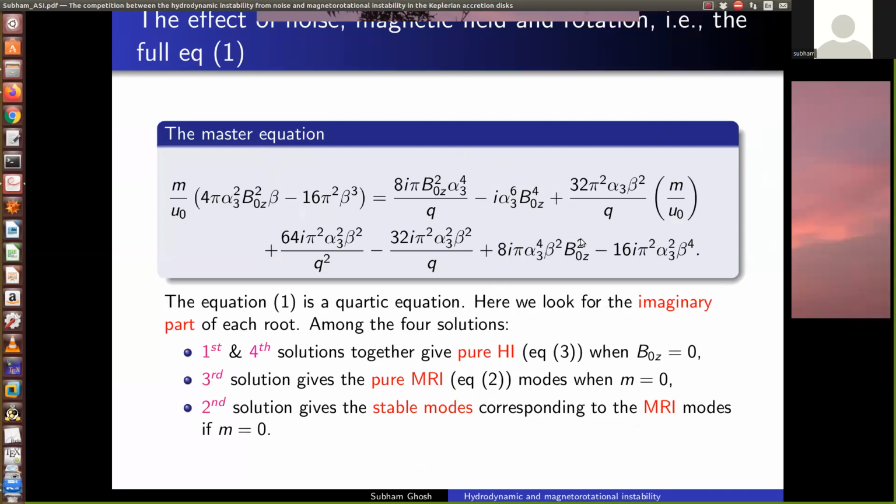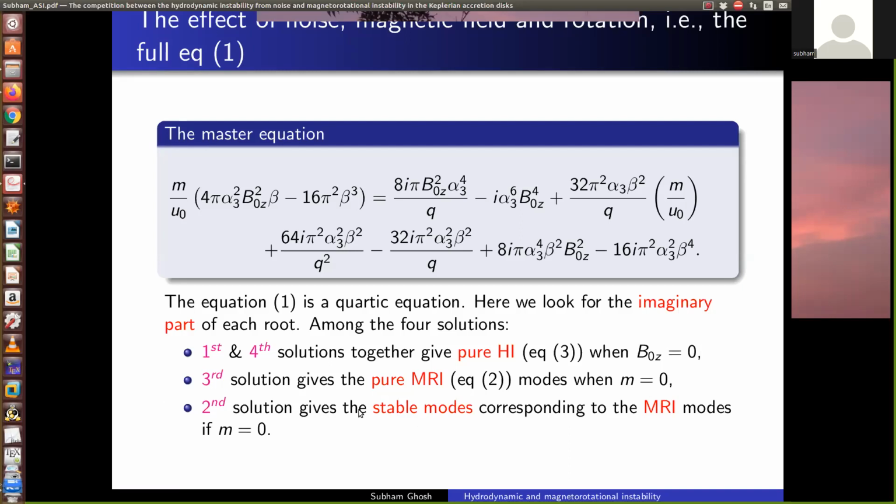As I mentioned, it has 4 roots, and among the 4 roots, our interest is in the imaginary part of those roots. The first and fourth solutions together will give us the pure hydrodynamic one, when the magnetic field has vanished. The third one will give us the pure MRI mode when the noise is vanished. And the second solution gives us the stable mode corresponding to the MRI modes when there is no noise.